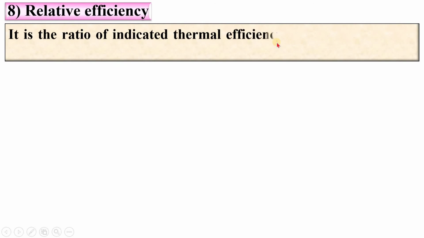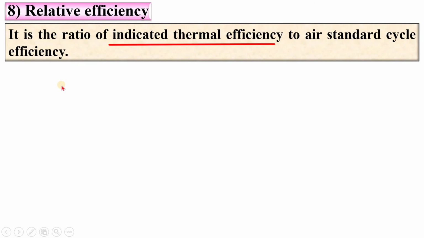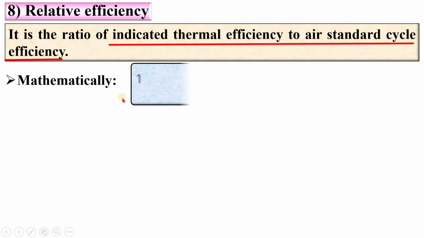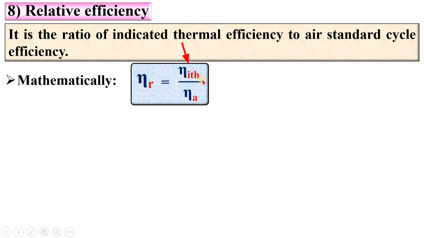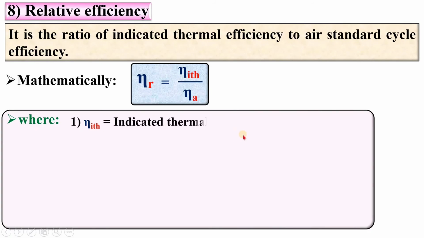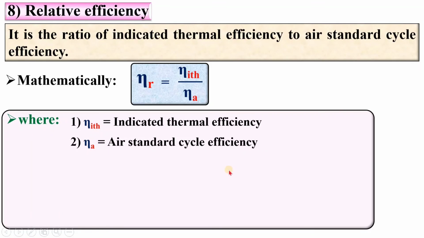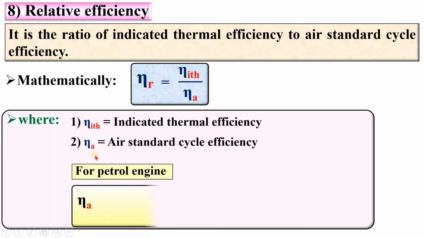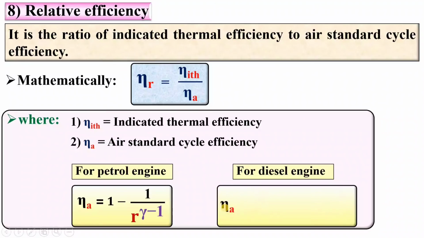Now next one, relative efficiency. It is the ratio of indicated thermal efficiency to air standard cycle efficiency. So mathematically, relative efficiency eta R is equal to eta ITH upon eta A, where eta ITH is indicated thermal efficiency and eta A is the air standard cycle efficiency. Now here for the petrol engine, eta A, that means air standard cycle efficiency, is equal to 1 minus 1 upon R raised to gamma minus 1, and that you have to remember. For diesel engine, air standard cycle efficiency is equal to this one.